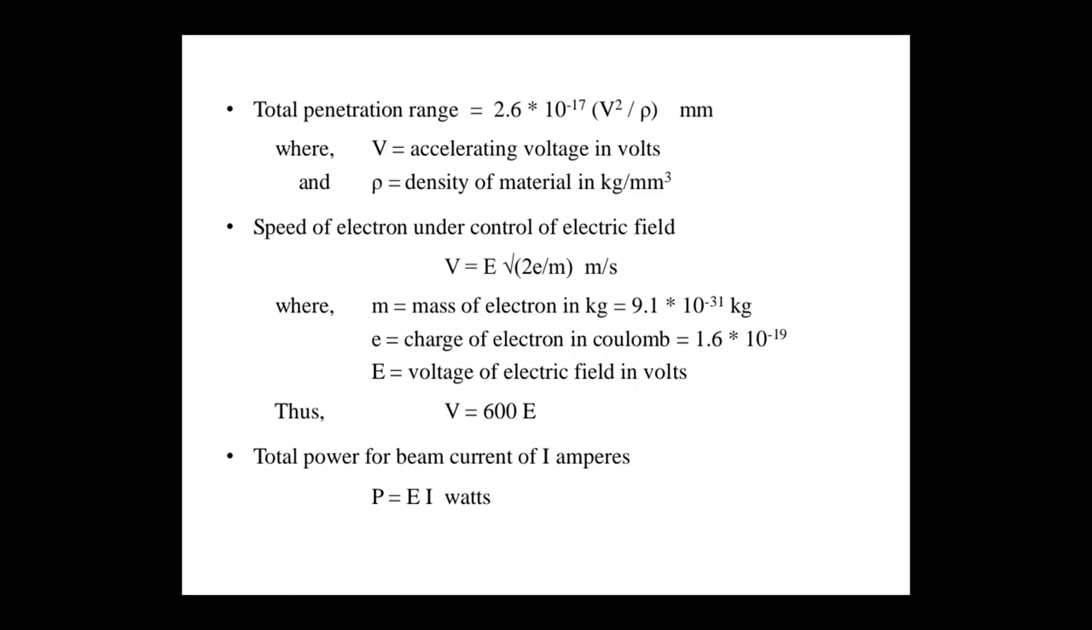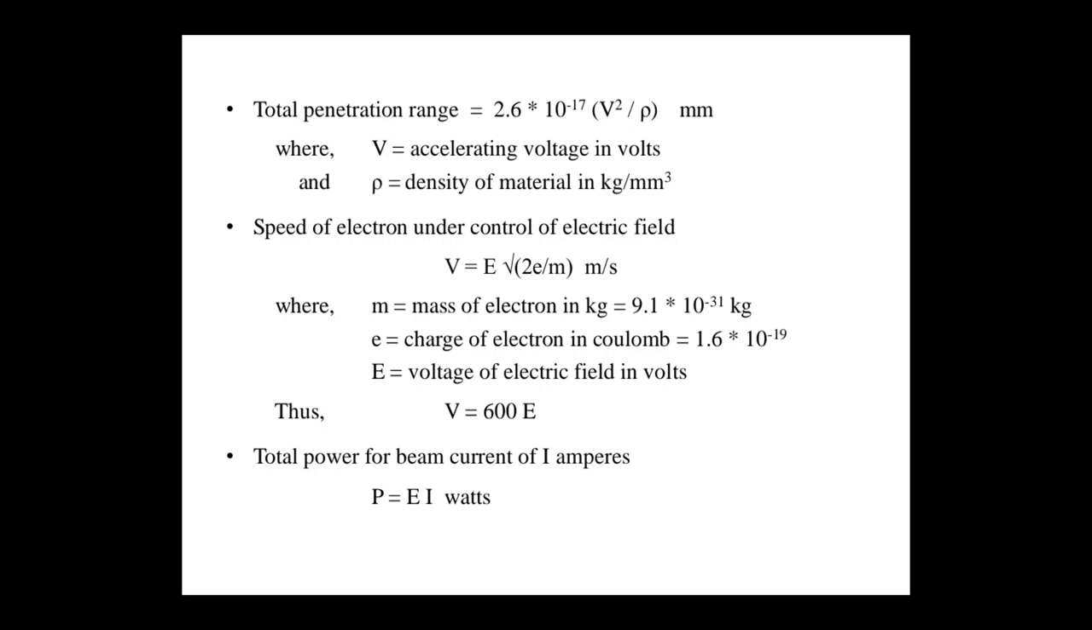Now here I have shown some formulas which are required to calculate the MRR. If you want to calculate the total penetration range, then you can use this formula: 2.6 into 10 to the minus 17 in bracket V square divided by rho. Here V means the accelerating voltage in volts, and rho is the density of the material.